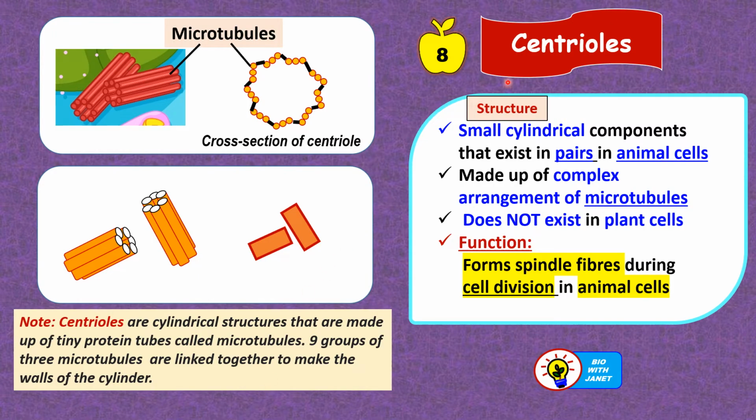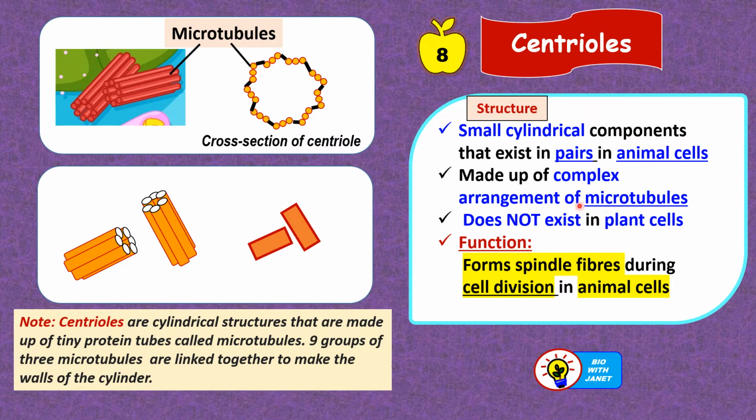Next, we have the centrioles. Centrioles are small cylindrical components that exist in pairs. There are two centrioles in each cell, and they're only found in animal cells, not in plant cells. Each centriole is made up of a complex arrangement of microtubules. Microtubules are very tiny tube-like structures. Micro means tiny, and tubule is also a tiny tube.